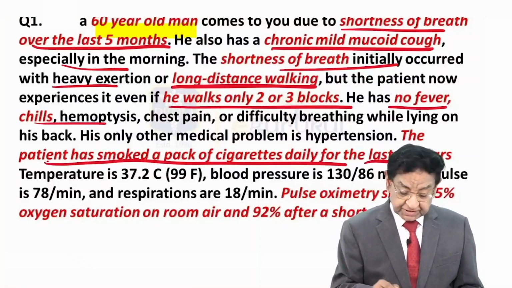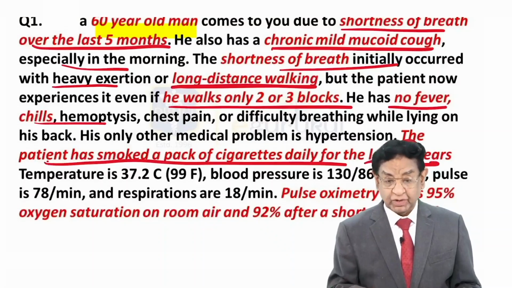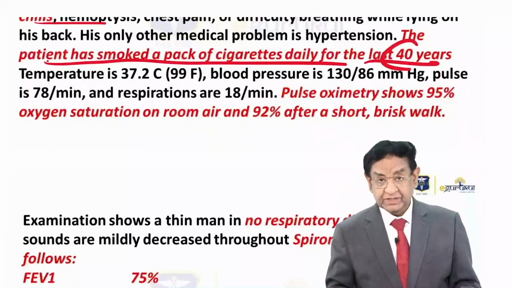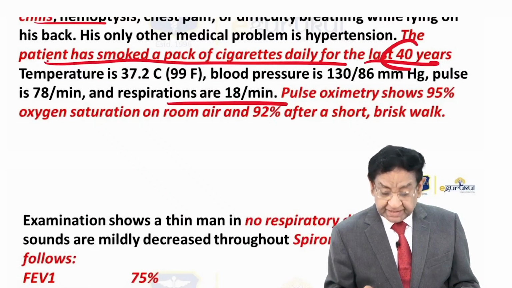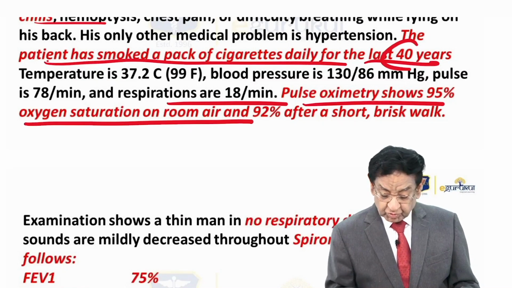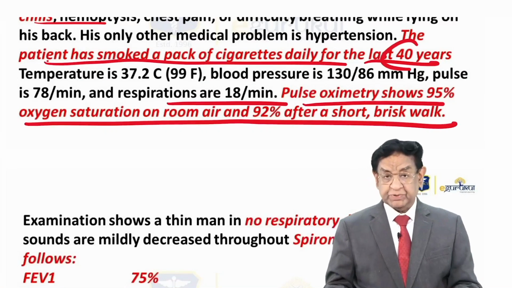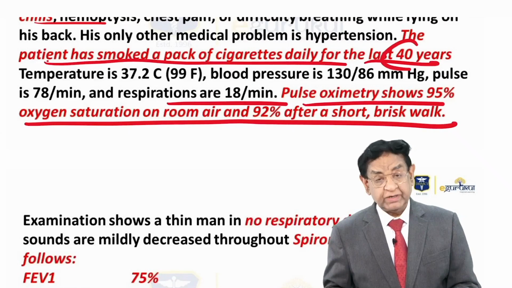He's 60 years old, that means practically his whole life. Young age he started smoking. Well, vitals are by and large normal, and even the respiratory rate is 18. Pulse oximetry shows 95% saturation on room air and 92% on short brisk walk.